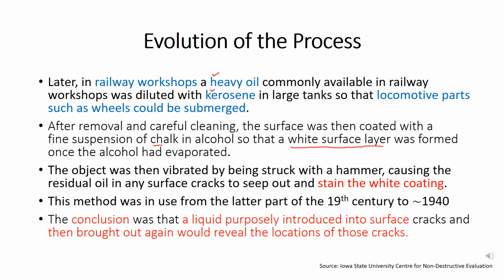After that, if you hammer that wheel or vibrate it, it causes the residual oil inside the cracks to come out to the surface, and that residual oil creates a stain on the white coating on the surface of the wheel. And wherever you can see the stain, you can figure out the location of the crack. So this method was used up to the 1940s.